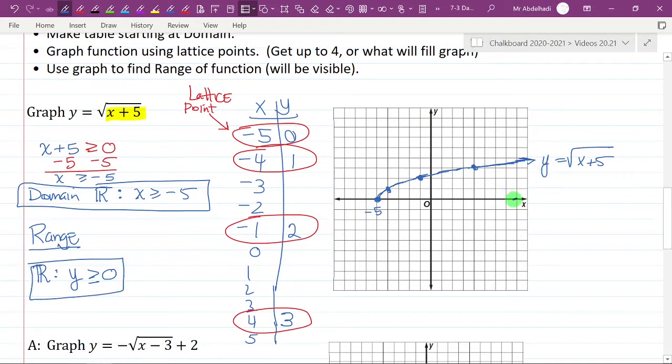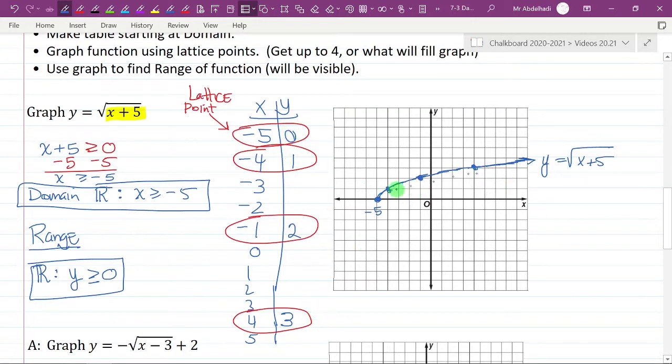So let's just review here. You start off by finding your domain. How do you find your domain? You set this thing inside the square root greater than or equal to 0 and you solve. Take whatever number you get for the domain and make a table. Start with that number and make a table, and keep going until you hit 4 lattice points. Okay? If you go off the graph completely and you can only get 3, I guess you'll have to deal with 3. But try to get 4.